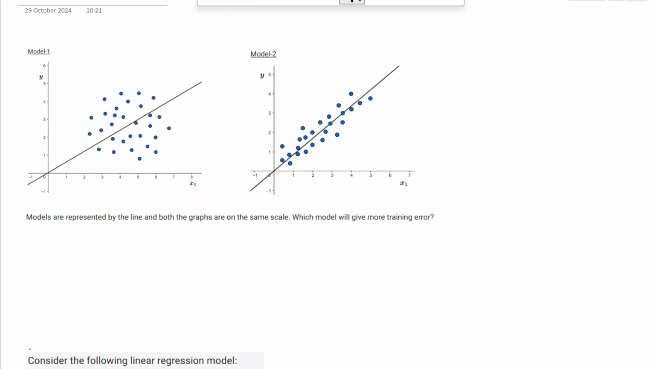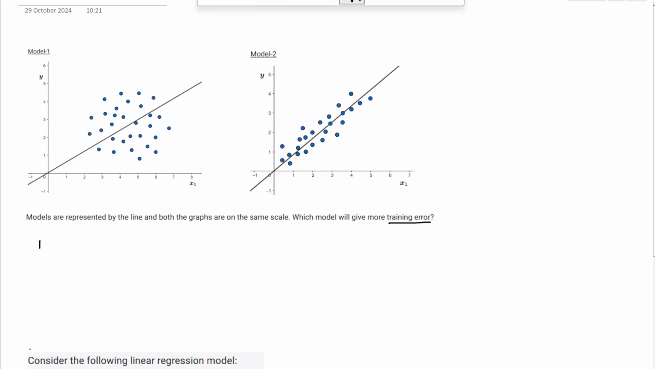Okay, so here we have two different data sets and we have fitted a line to these data sets. The question says which model will give more training error. First of all we need to understand what is training error, and we also need to understand what it means to fit a line to the data set, or fit a model to the data set.